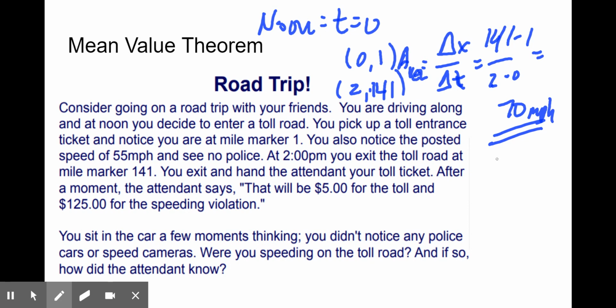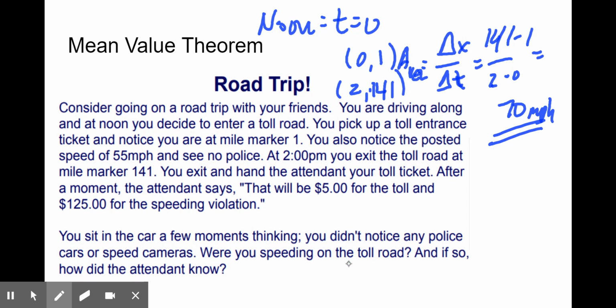You were probably speeding almost the whole time. We agree? Okay, how did we do that? We found the average velocity. Now, what are we talking about here? First of all, you found the average velocity, and the average velocity was 70, right?